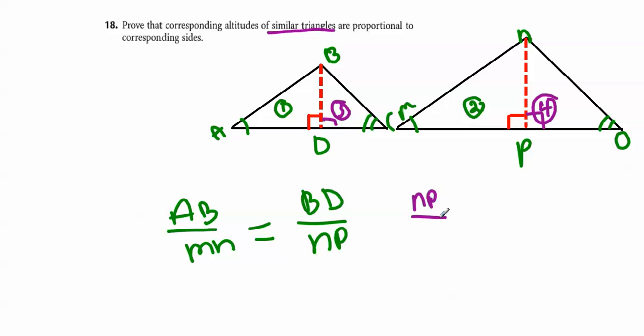NP and BD is equal to BC, sorry. I don't even know what I write. Going backwards, I did right to left, so I better have NO over BC, right? And so on. That is how you're going to approach these.